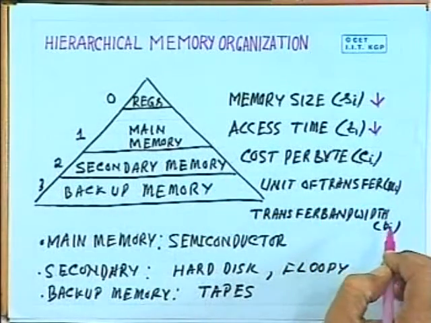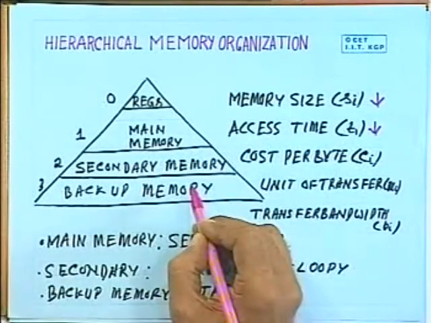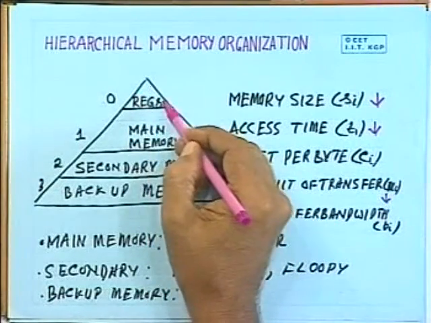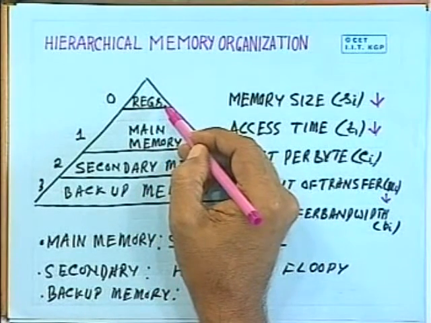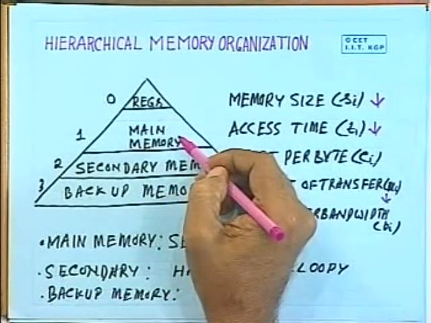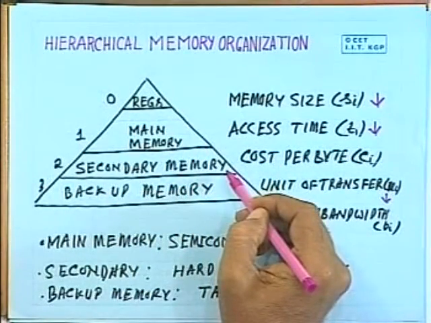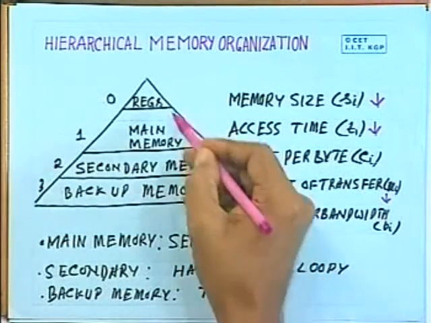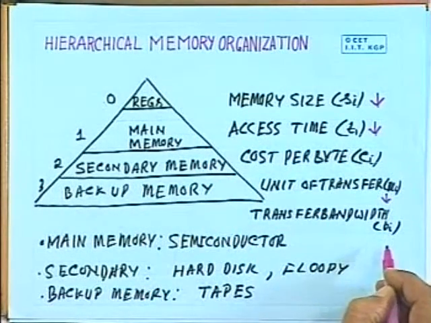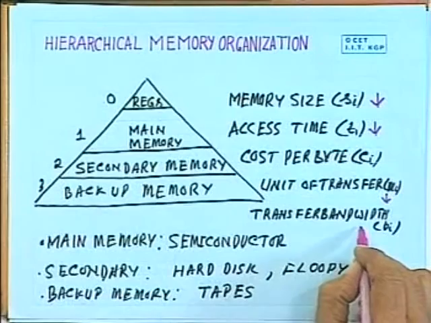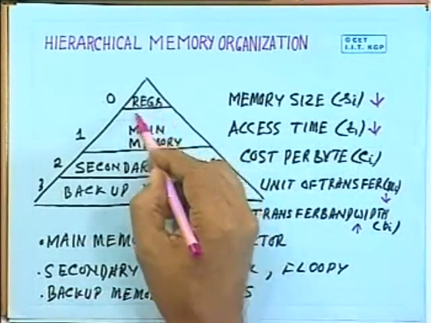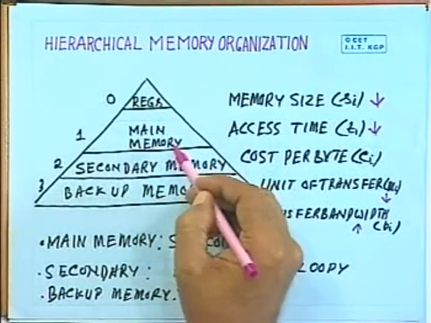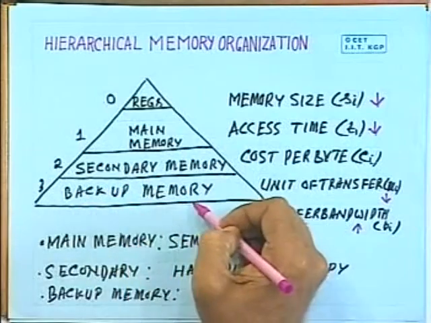Unit of transfer is also larger as you go towards this direction. That means registers are read in terms of bytes, main memories are read in terms of words, secondary memories are read in terms of sectors. On the other hand, backup memories are read in terms of blocks. So increasing size. On the other hand, bandwidth is obviously more as you go up. That means the rate at which data transfer takes place is fastest in case of register, then comes the main memory, then the secondary memory, then the backup memory.